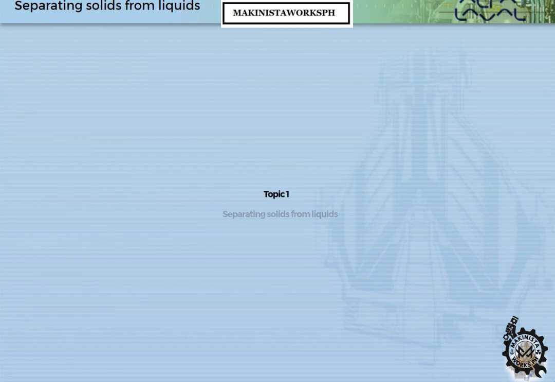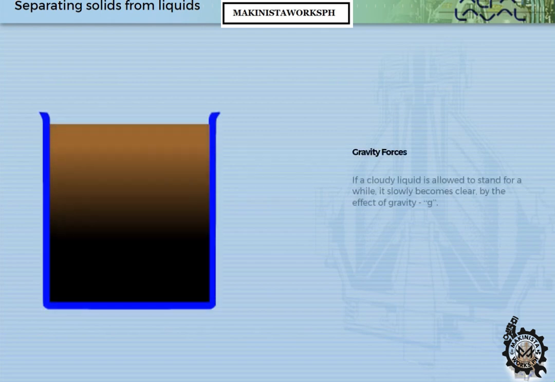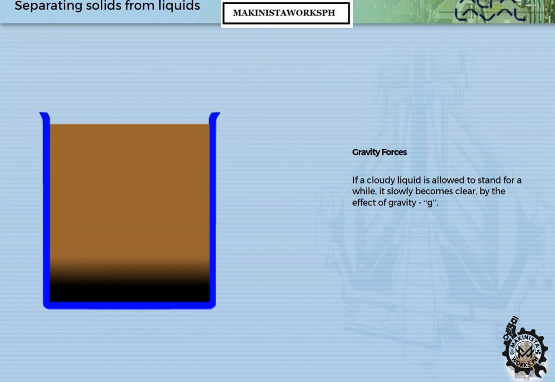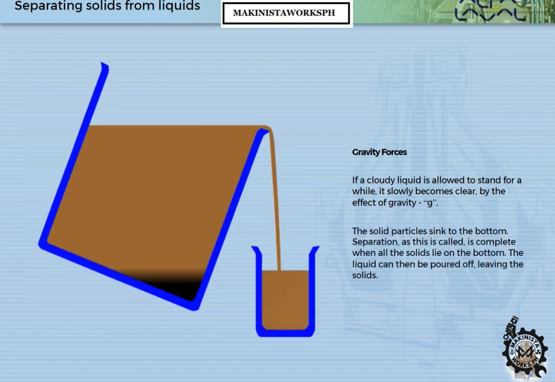Topic 1. Separating solids from liquids. Gravity forces. If a cloudy liquid is allowed to stand for a while, it slowly becomes clear by the effect of gravity, G. The solid particles sink to the bottom. Separation, as this is called, is complete when all the solids lie on the bottom. The liquid can then be poured off, leaving the solids.